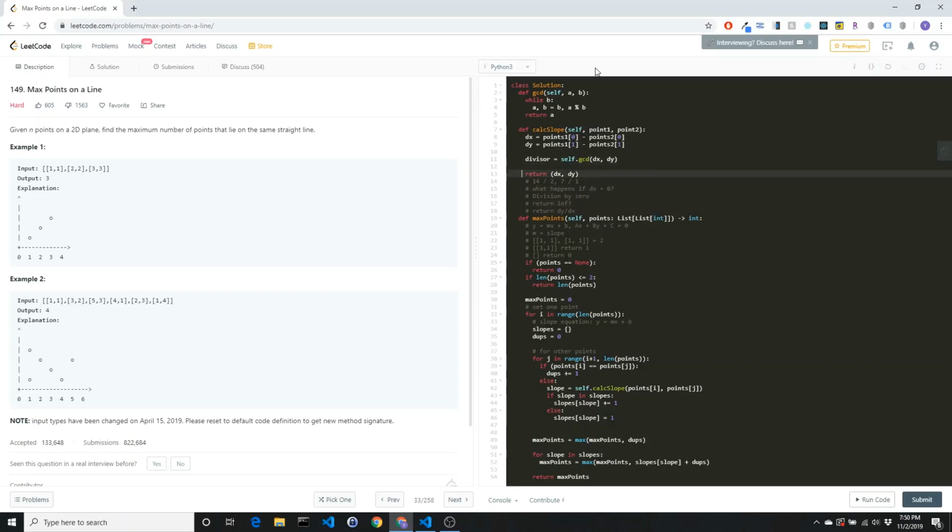Oh, I messed up something here, so we need to actually divide by the divisor, right? And I think I spelled it wrong. Oh, there we go. And here we actually will not run into issues of 0, 0, because dx and dy will never both be 0, because the only point where they can do that is if they're the same points. And when they're the same points, we know that they're not going to go through the calculation. They're going to go inside the duplicates calculation, right? So we'll never get divisor equals 0.